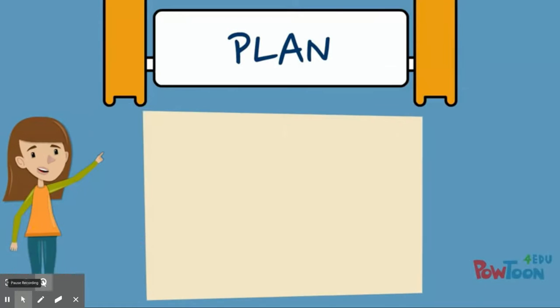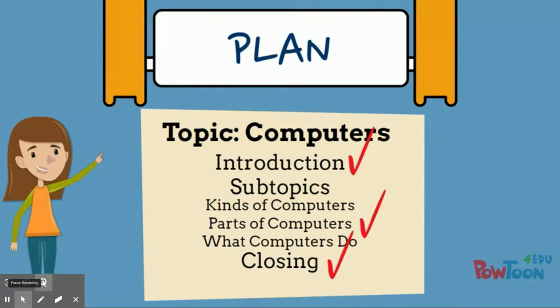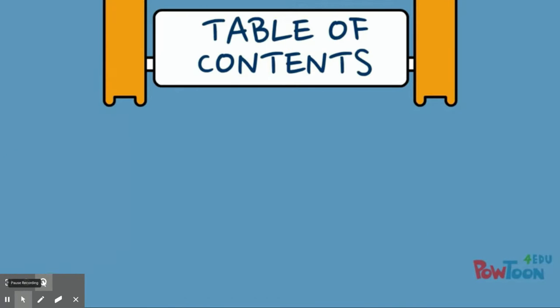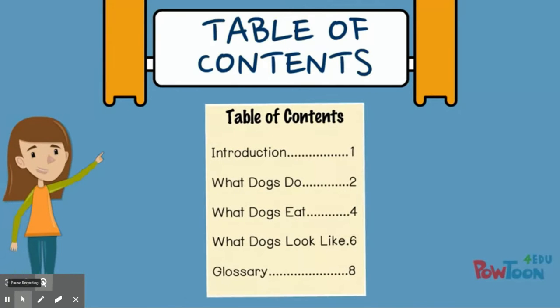I've written an informational book all about computers. Now I'm going to make a table of contents. A table of contents is usually one of the first pages in an informational book. It lists each section of the book and tells which page it starts on.